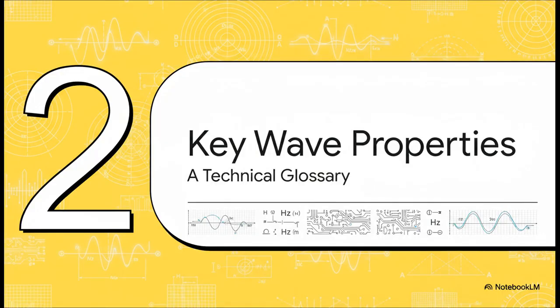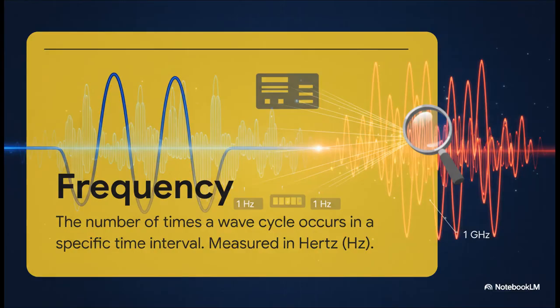Okay, next up, let's get our terms straight. These are the core concepts, the technical glossary you're going to need to know to describe, measure, and actually work with radio waves. So let's break them down. First up is frequency. The easiest way to think about this is just how fast the wave is vibrating. If a wave does one full up and down cycle in 1 second, we call that 1 hertz. Simple, right? If it does a billion cycles in 1 second, well, that's 1 gigahertz. So a higher frequency just means a faster vibration.